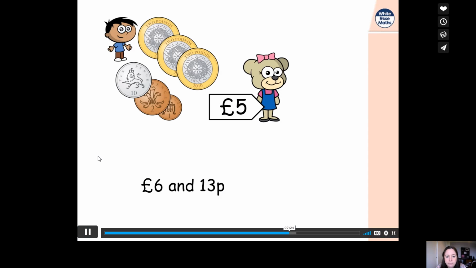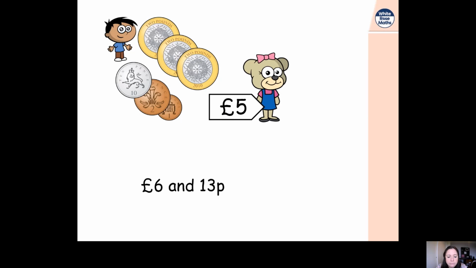Amir has £6 and 13 pence. He'd like to buy this bear for £5. What will Amir's calculation be to calculate how much change he will receive? Pause the video to have a think. That's right. His first calculation will be £6 minus £5.